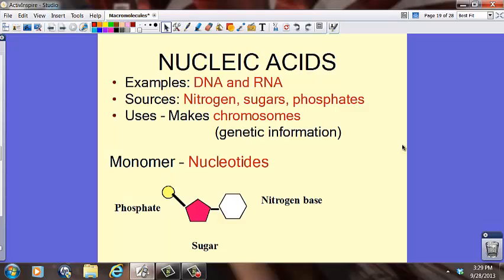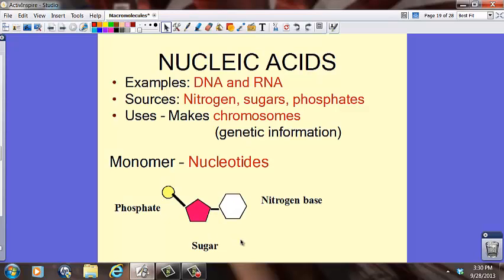It's our coding that is within all of our chromosomes, and which tells us why we look the way that we look. And the monomer, when we're talking about the nucleic acids, are actually called nucleotides. And so I have a picture, a gross overview of what a nucleotide would look like. It's actually composed of 3 components. We have a nitrogenous base, which we'll get into in a minute. It's also composed of a sugar.